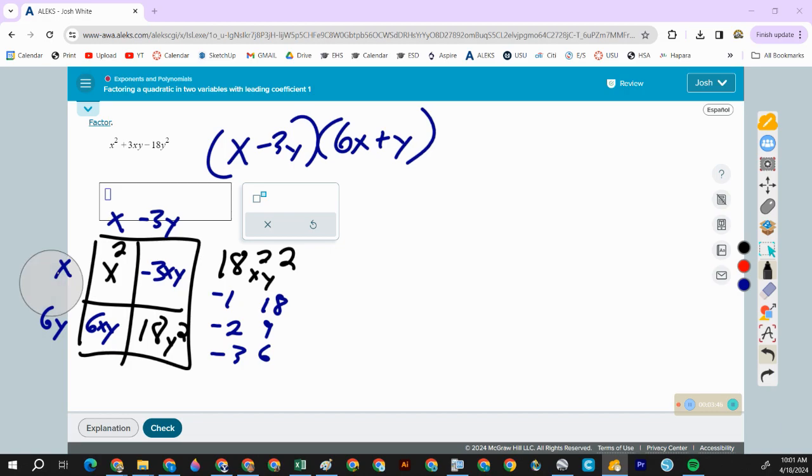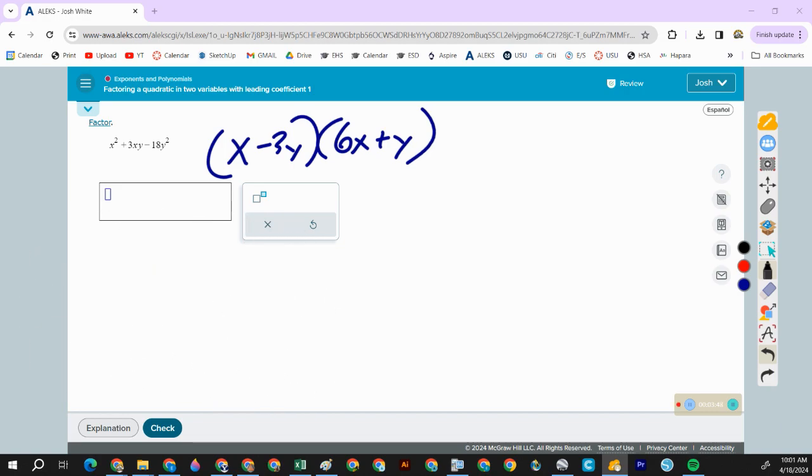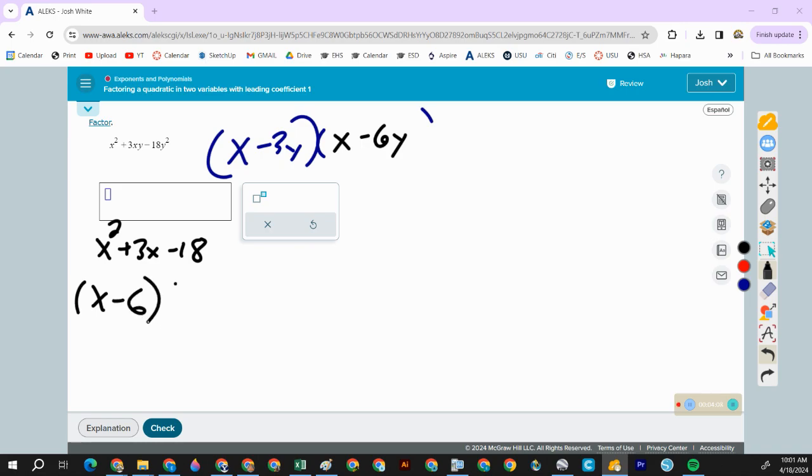Now hopefully you can look at this original and say, if it was x squared plus 3x minus 18, that would factor into x. Oh, I totally got that wrong. Sorry, minus 6y. I can factor that into x minus 6 and x plus 3. And then notice I just need y's. So if I put a y there and a y there, it will work.